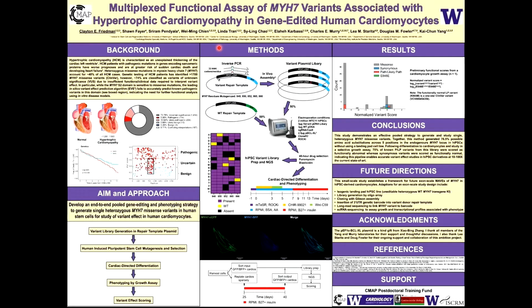We developed some pretty slick strategies to be able to generate these libraries in plasmids, mutagenize iPSCs, and then differentiate the cardiomyocytes and put them through a pretty standard growth assay. So if you want to learn more about the results, come find me at the poster in GatherTown.